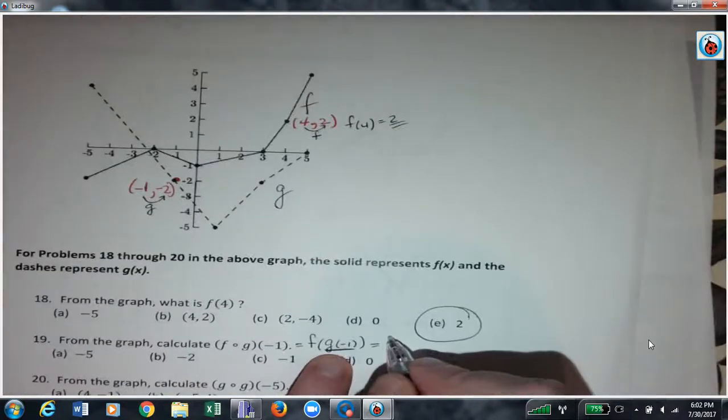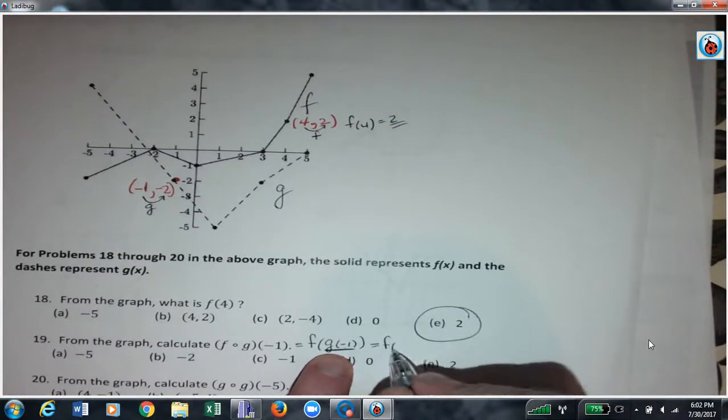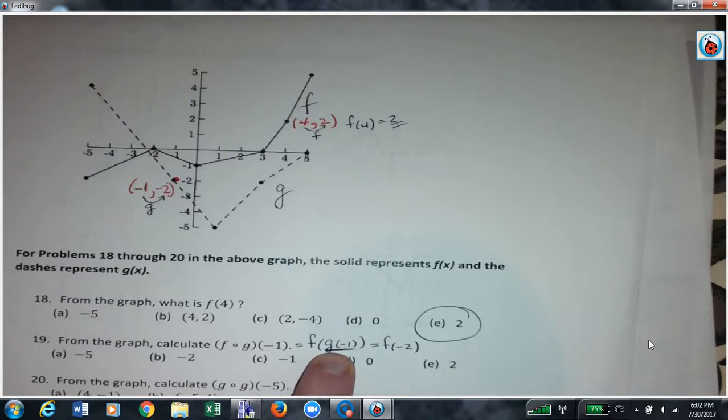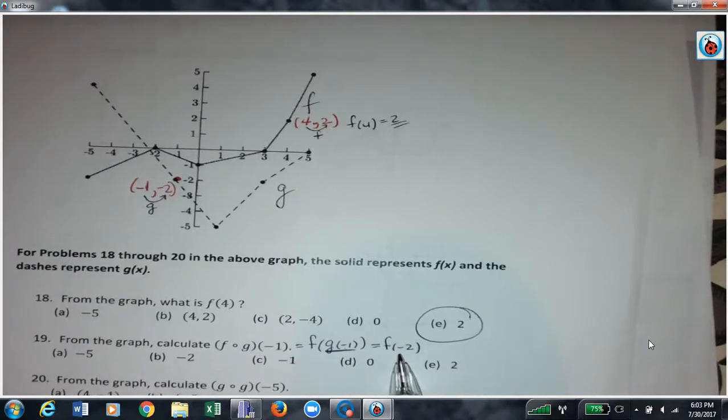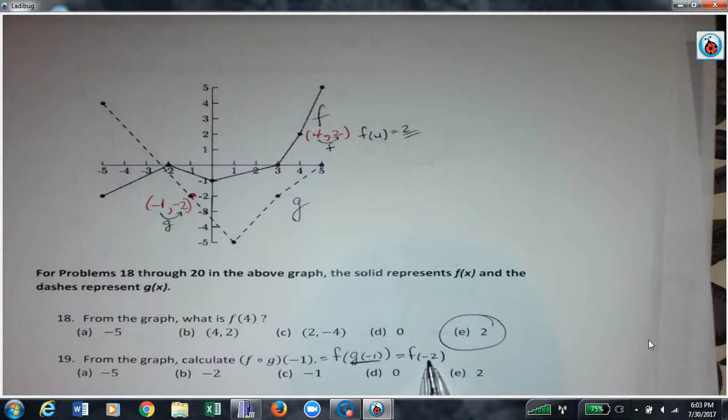So I'm going to replace what's inside here with -2. g evaluated at -1 is equal to -2. And so what I have to find now is f evaluated at -2. So the x-coordinate is -2, and I have to see where that point is on f.